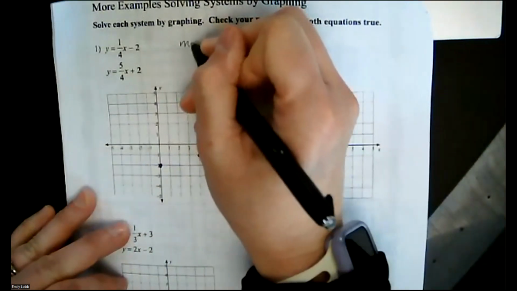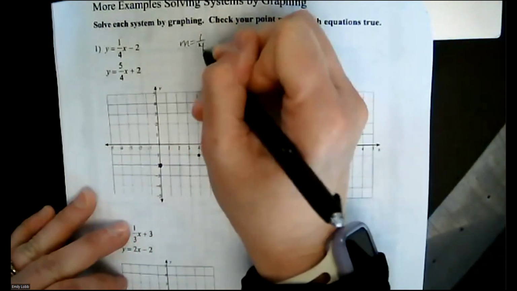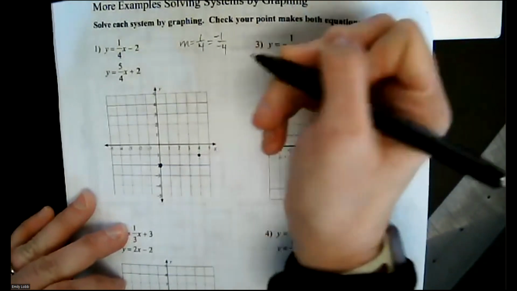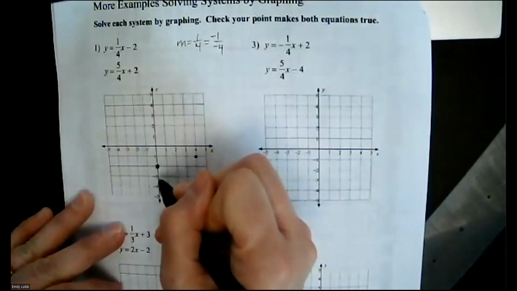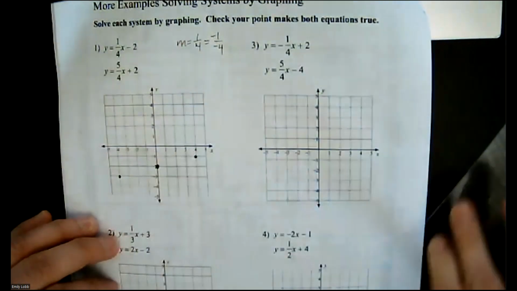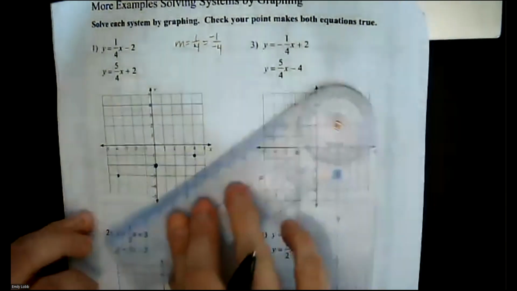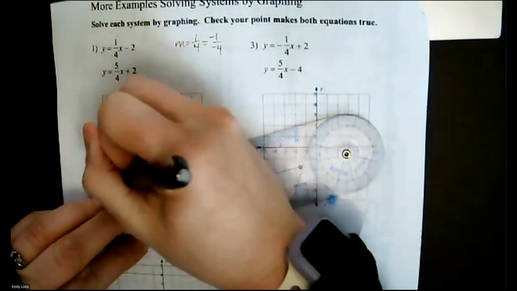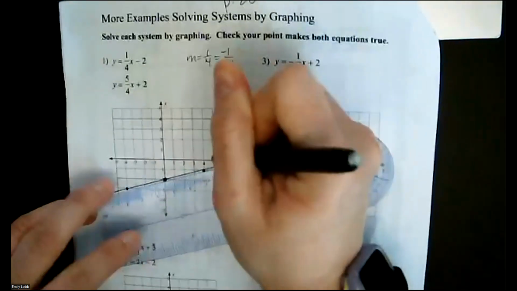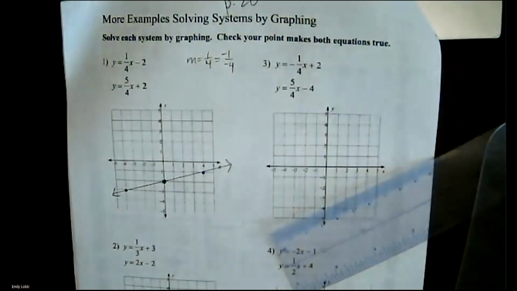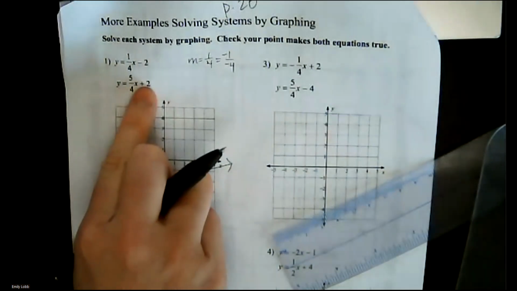Remember, our slope of 1/4 can also be written as -1/4, which means down 1, left 4. So that helps us get a couple of points for our line to be as accurate as possible. And then we would move on to our second equation.